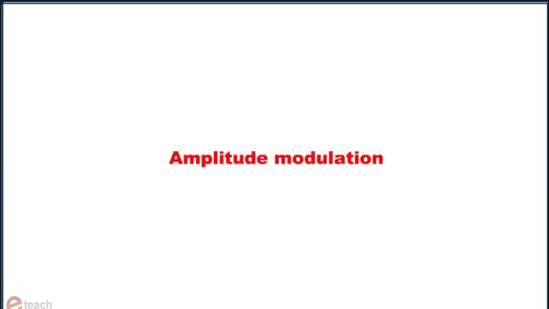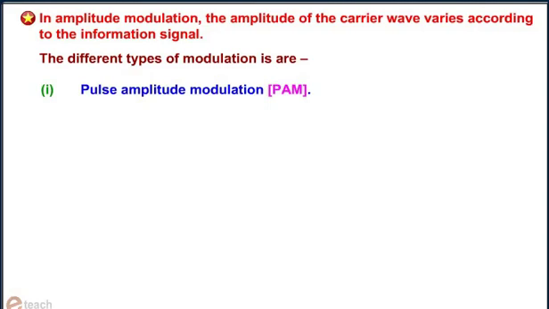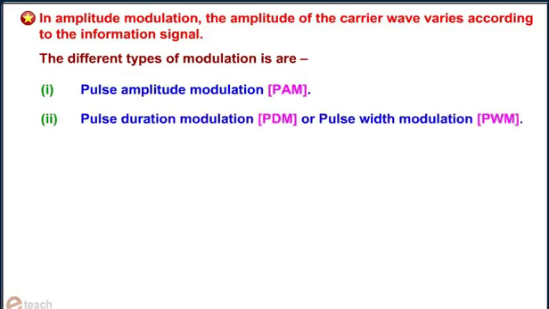Amplitude modulation. In amplitude modulation, the amplitude of the carrier wave varies according to the information signal. There are different types of amplitude modulation: pulse amplitude modulation, PAM; pulse duration modulation, PDM, or pulse width modulation, PWM; and pulse position modulation, PPM.